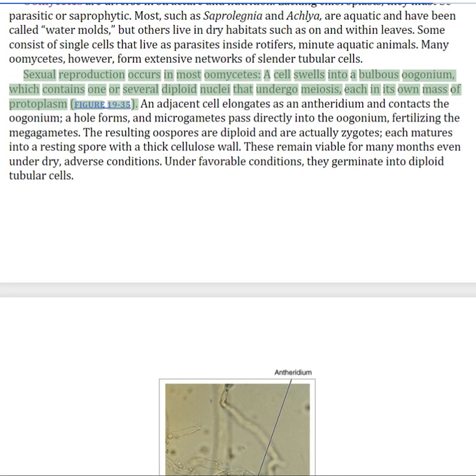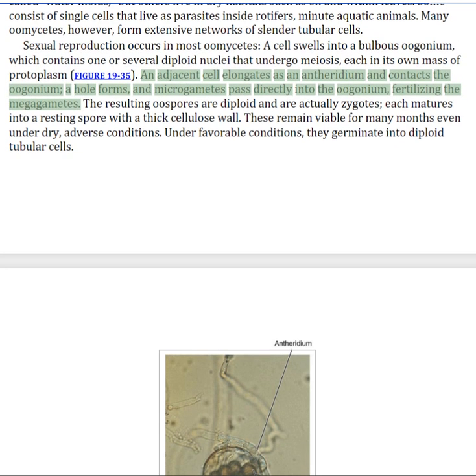Sexual reproduction occurs in most Oomycetes. A cell swells into a bulbous oogonium, which contains one or several diploid nuclei that undergo meiosis, each in its own mass of protoplasm. An adjacent cell elongates as an antheridium and contacts the oogonium, a hole forms, and microgametes pass directly into the oogonium, fertilizing the megagametes.